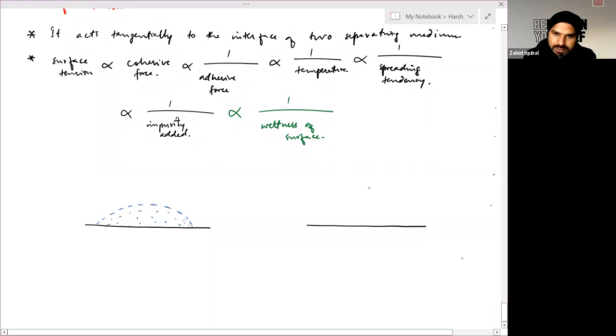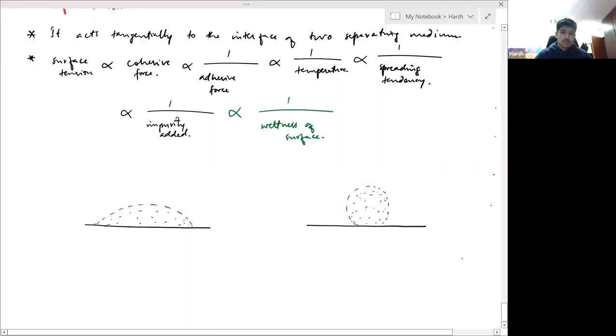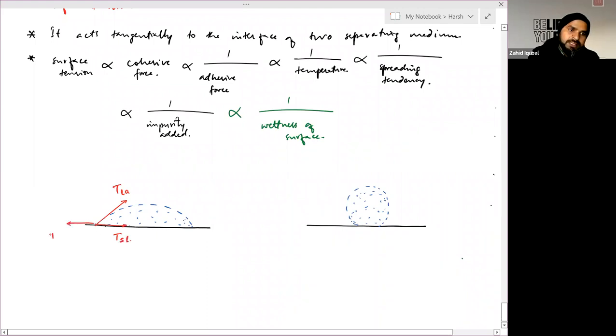But in case of mercury, it will tend to acquire this. As surface tension acts tangentially to the interface, in this part we have the first interface along this way between liquid and air, so surface tension between liquid and air. The second interface is at this point between solid and liquid. And the third interface is at this point between solid and air. Is it clear? Yes, sir.